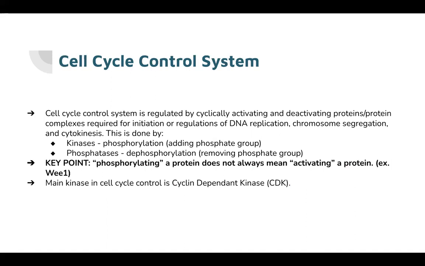I'm just going to run through some slides that I did on Tuesday, as a bit of a refresher. Remember, the cell cycle control system is regulated by cyclically activating and deactivating proteins and protein complexes required for initiation or regulation of DNA replication, chromosome segregation, and cytokinesis. Remember, cyclically, like a circle, it's on and off, on and off. This is done by two categories of enzymes: kinases and phosphatases. Kinases add phosphate groups, phosphatases remove phosphate groups.